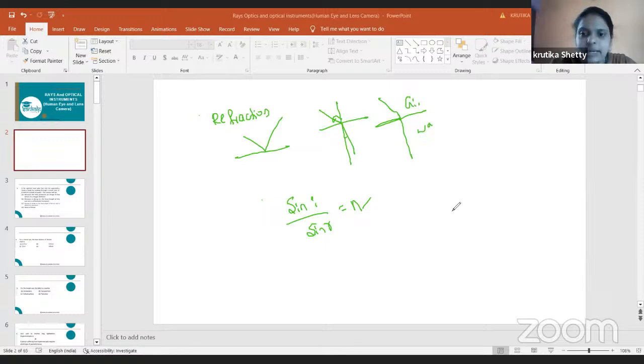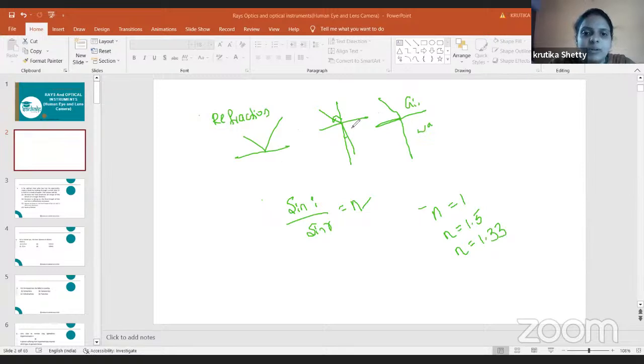If you have air, the refractive index value is 1. This is the least value. The least value of the refractive index is therefore air, that is 1. The refractive index of glass is 1.5. The refractive index of water is 1.33. Okay, so this is the first law.